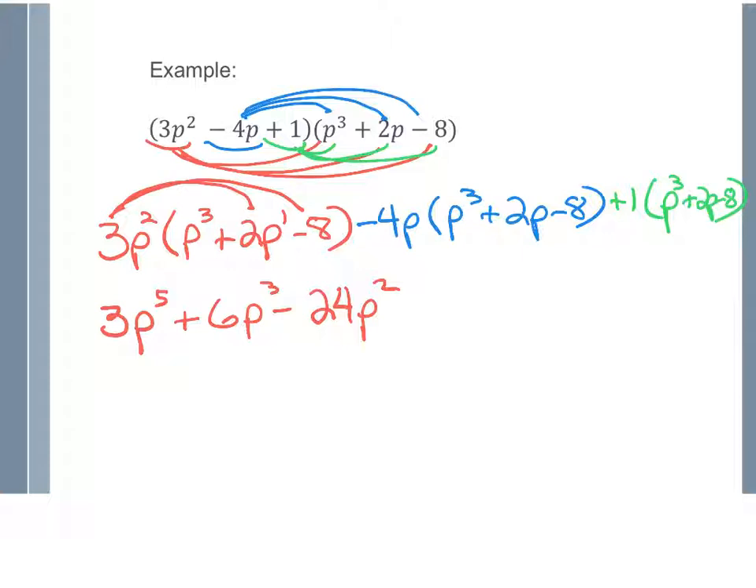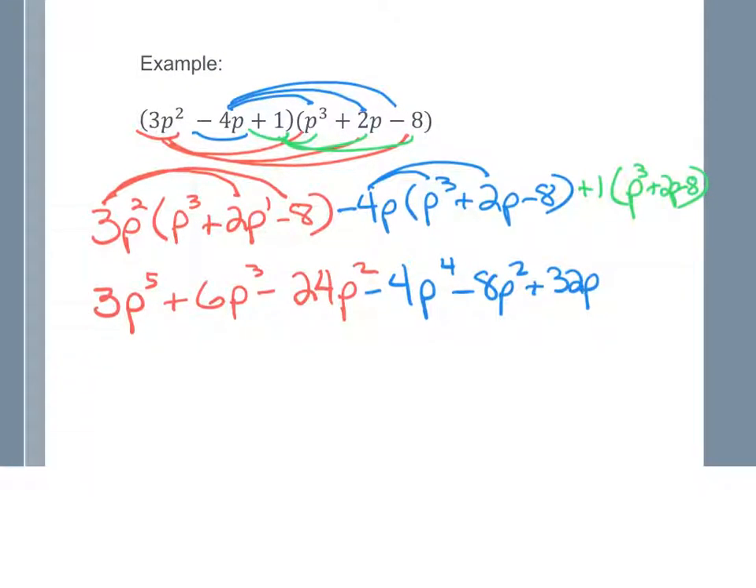Now I'll move to the blue. Negative 4p times p to the third gives me negative 4p to the fourth. Negative 4p times 2p is going to give me negative 8p squared. Negative 4p times negative 8, negative times a negative, gives me positive 32p. Now we'll go to the green. 1 times anything is just itself, so I'm just going to rewrite that trinomial. P to the third plus 2p minus 8.